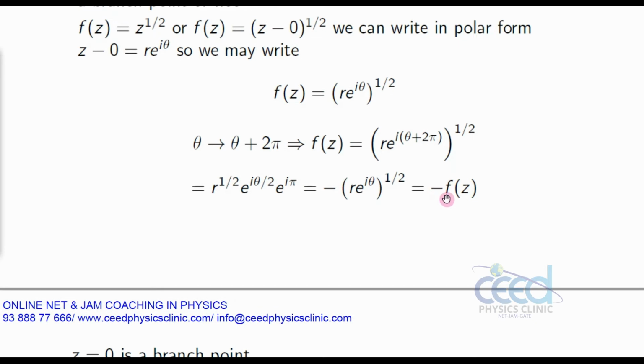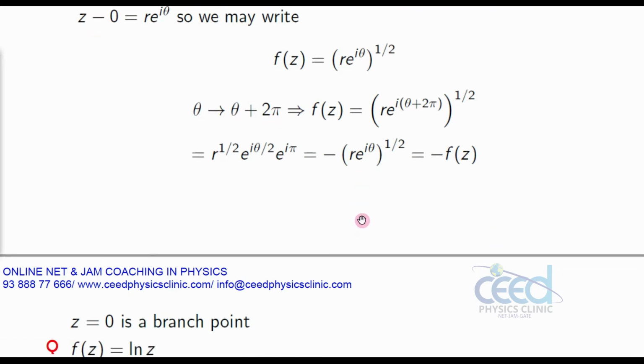So this is a branch point because these are not equal. Minus f of z we got. If you get f of z itself by changing theta to theta plus 2 pi, then it is not a branch point. But here it is not equal, so this is a branch point.